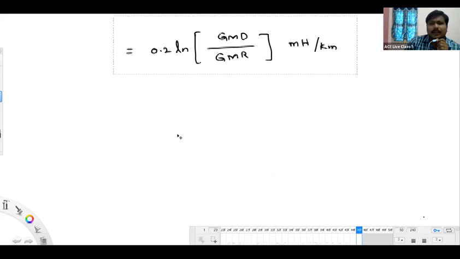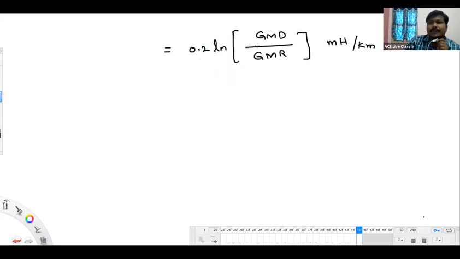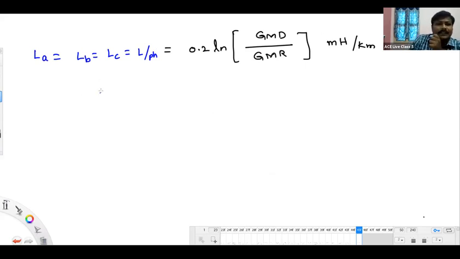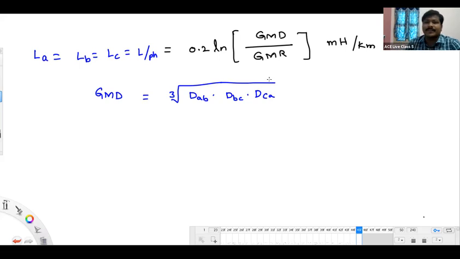I just want to write some sort of conclusion here. I can say LA equals LB equals LC, which you can call as L per phase, inductance per phase, that is 0.2 ln of GMD by GMR millihenry per kilometer. What is GMD? GMD is simply the cube root of DAB, DBC, DCA: the distance between AB conductors, between BC conductors, and between CA conductors. And what is GMR? As we are thinking about only a solid conductor, it will be 0.7788 times the radius of the conductor.